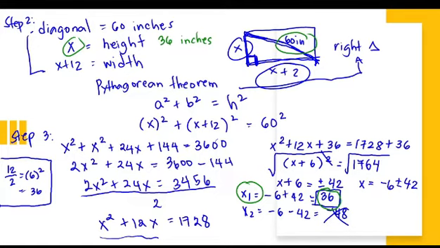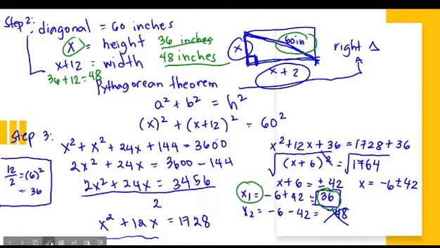Tapos ang width natin is plus 12 lang nung x. So, kung ang x natin ay 36, add lang natin plus 12, we have 48. So, ang width natin ay 48 inches. Okay, so nakuha na natin yung width and the height. So, that is 36 inches by 48 inches. So, paano ba natin yan i-check?